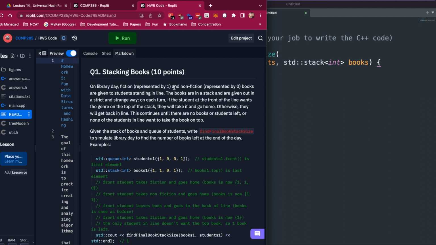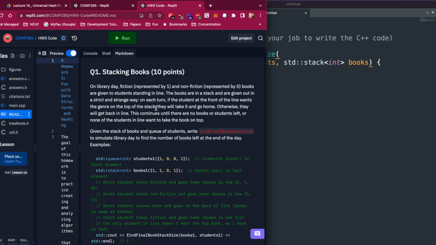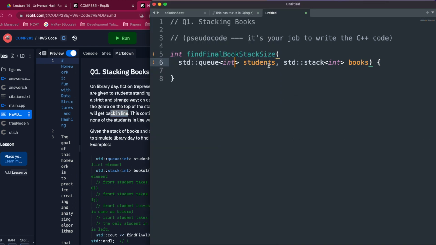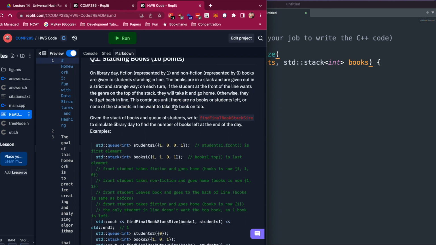Essentially here, if we read the description, it says that on library day, fiction, which is represented by a 1, and nonfiction, which is represented by a 0, books are given to students standing in line. The books are in a stack, so this is going to be our stack of books, and are given out in a strict and strange way. On each turn, if the student at the front of the line, so the front of the queue, wants the genre on top of the stack, they will take it and go home. Otherwise, they will go to the back of the line. This will continue until there are no books or students left, or none of the students in the line want to take the book on the top.